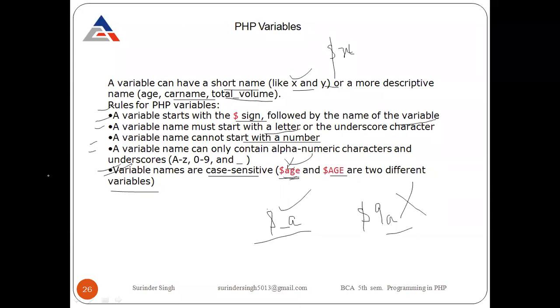A variable name can only contain alphanumeric characters and underscores. No other special symbols will be used in a variable. Only underscore can be used. Variable names are case sensitive. Most important point, variable names are case sensitive. Like these variables, PHP will treat them as different.